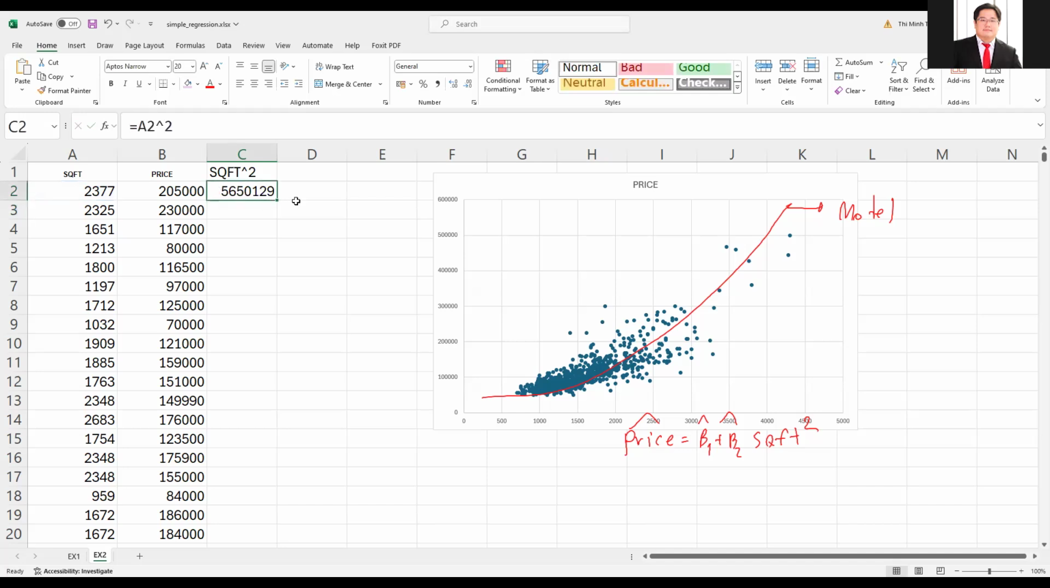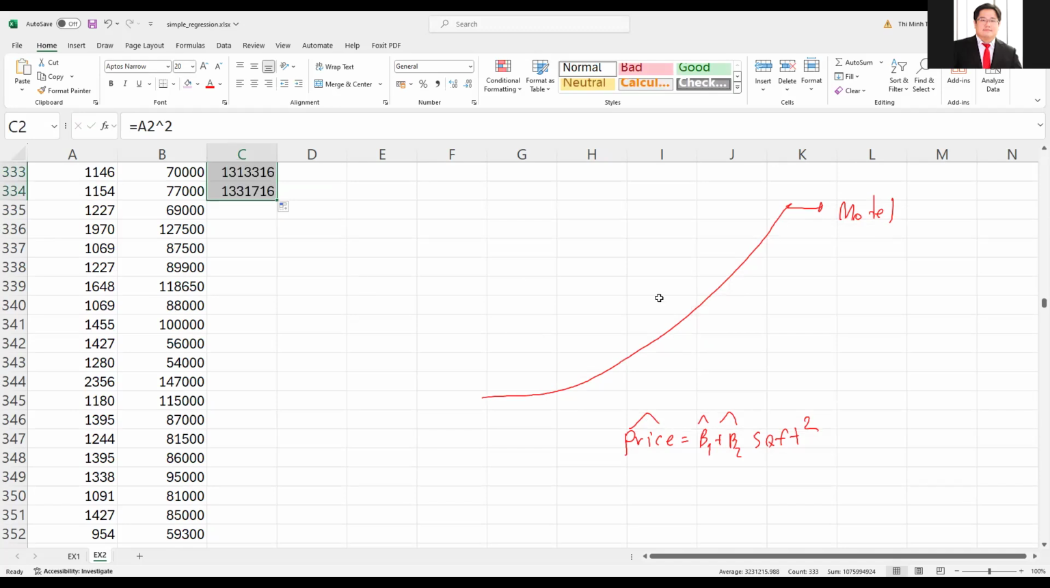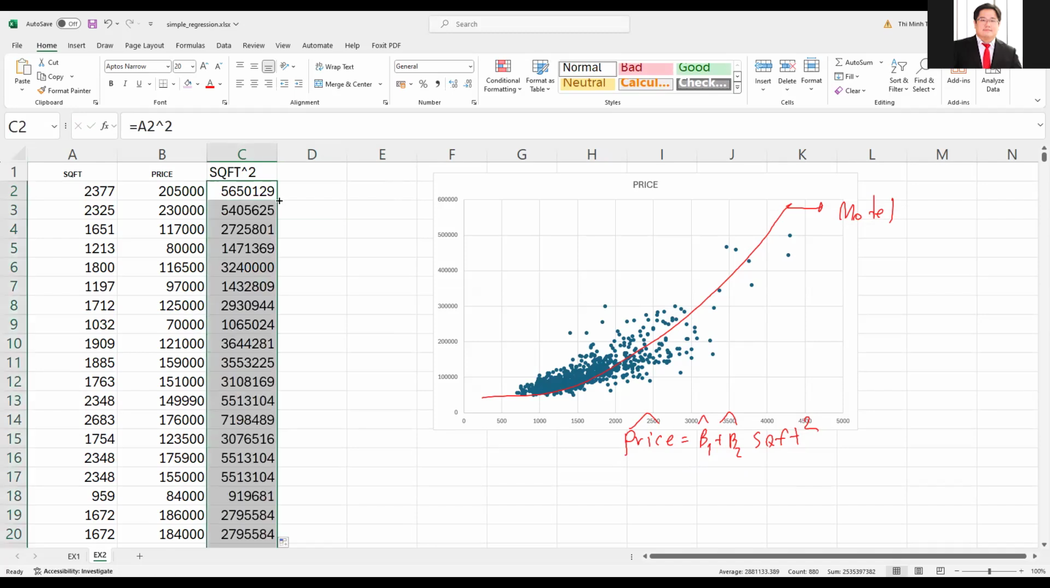Yes, a lot of numbers, right? And you have to copy. To copy, instead of trying to drag them and getting very tired, you can just double click on the corner here. Go to the corner, double click, and you do it. You can do it later in the homework, but let's try.